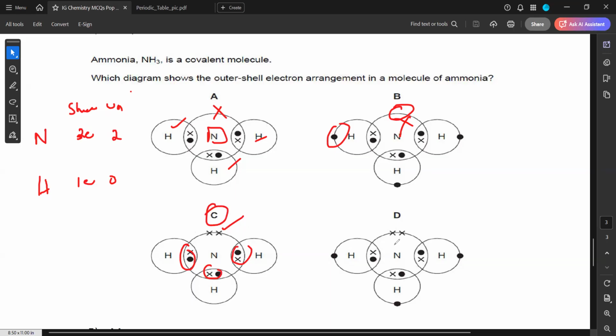What is the mistake in D? This is correct, but this is wrong. Why? Because hydrogen does not have any unshared electron. Hydrogen has 1 electron and it will share that one only. So there is no unshared electron for the hydrogen.